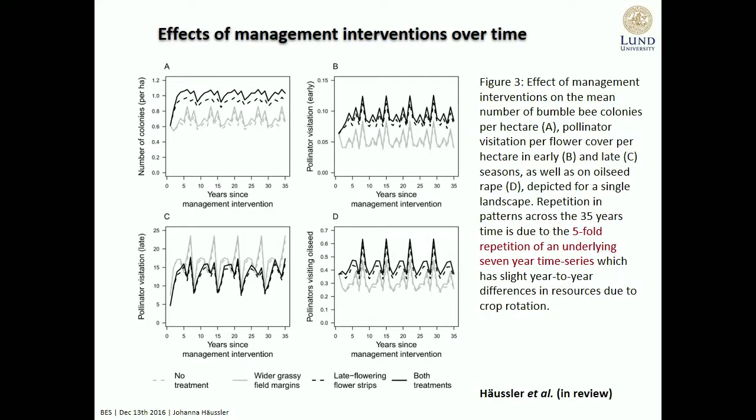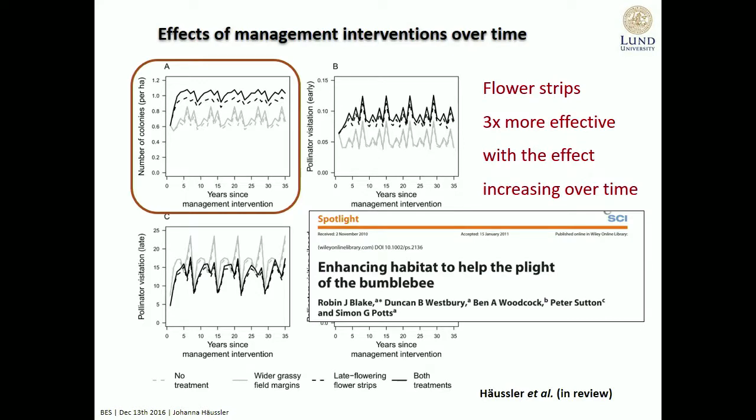It's not the mean. So for bumblebee colonies, we see that flower strips were 3 times more effective in increasing bumblebee colonies over time. So we have a much higher effect of flower strips, which you can see here as the black dotted line, compared to field margins, which is the gray line. And this is also supported by empirical studies, which have shown that only implementing grassy field margins with no flower resources had actually very little effect on pollinators.